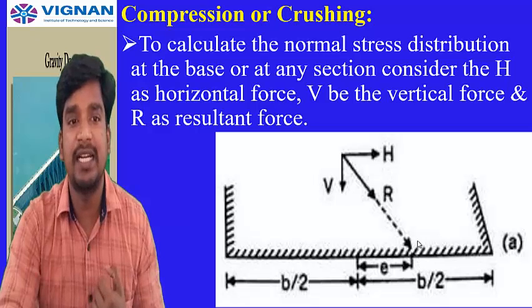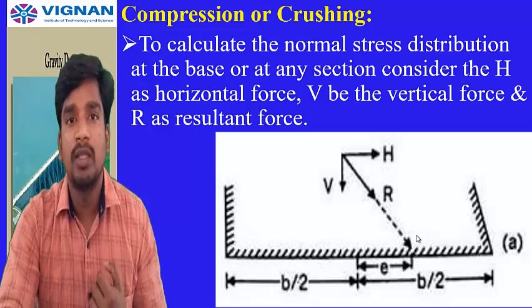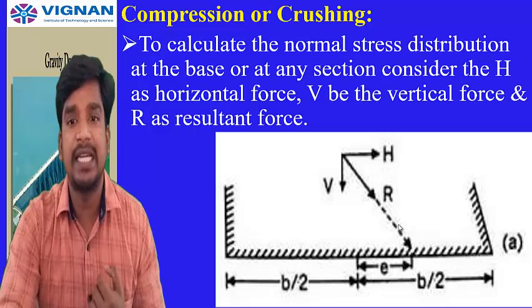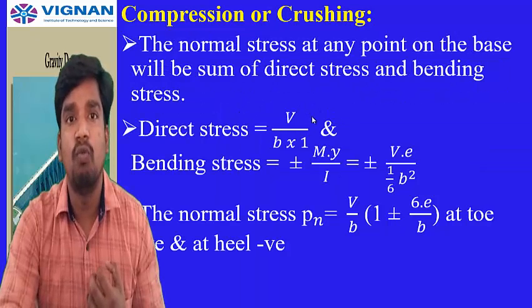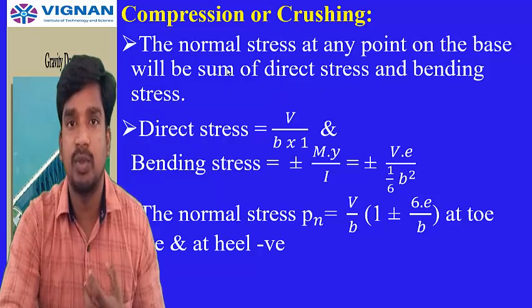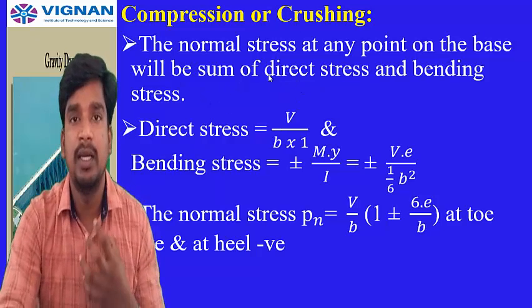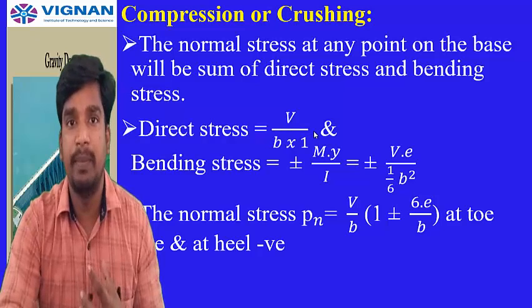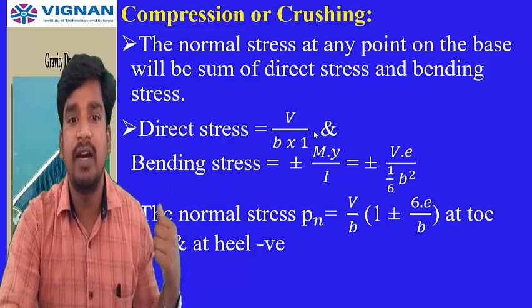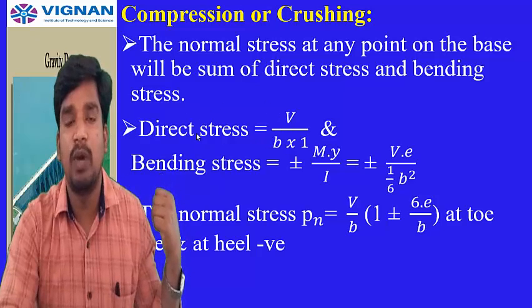So for this condition, let us see now the distribution of stress. The normal stress at any point on the base will be the sum of the direct stress and bending stress. So it is the summation of both the stresses, direct stress as well as bending stress at the base. So what is direct stress here? Direct stress is V divided by B into 1, where 1 is considered as unit distance.